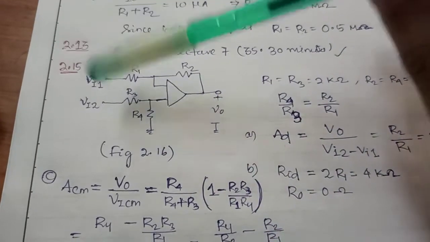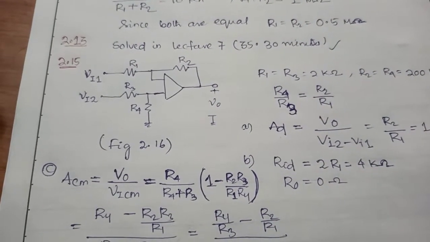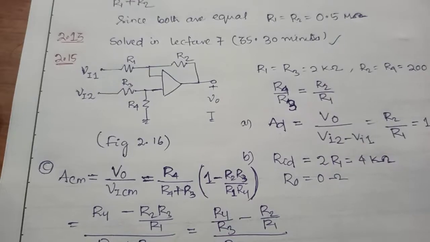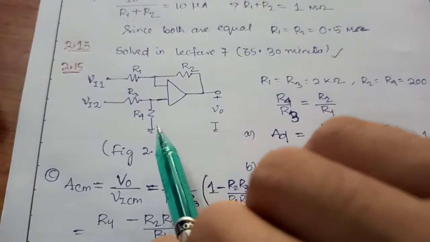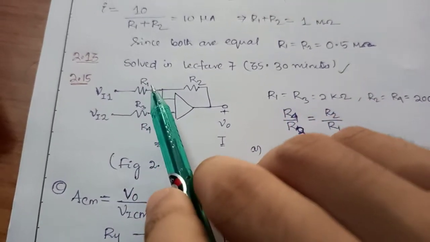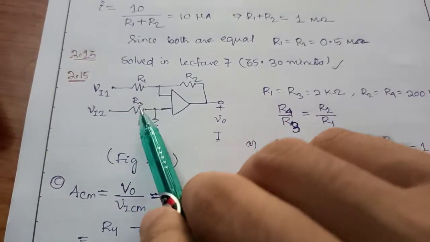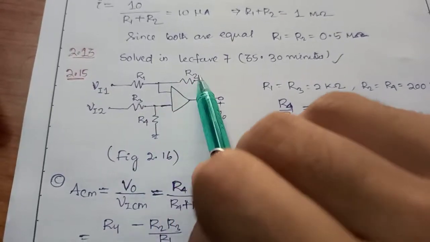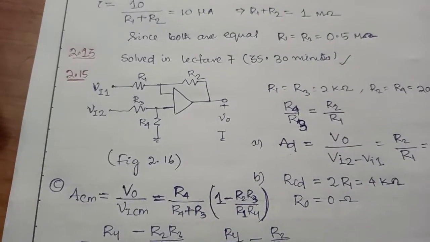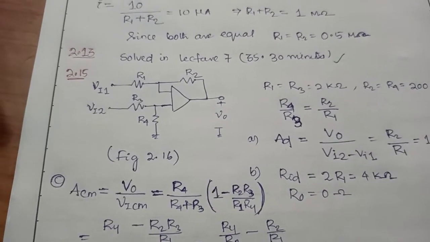So for 2.15, it is given that we have to consider a differential amplifier, and R1 and R3 are 2 kilo ohm. This is the circuit diagram given in figure 2.16. In the book this is the figure that is given, and R1 and R3 are both 2 kilo ohm. R2 and R4 are both 200 kilo ohm. Okay, so the first part asks us to find the value of differential gain AD.